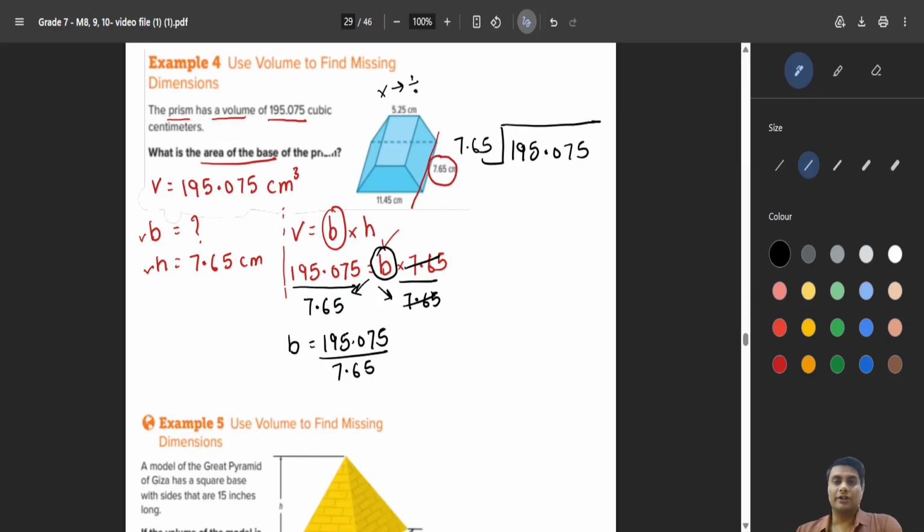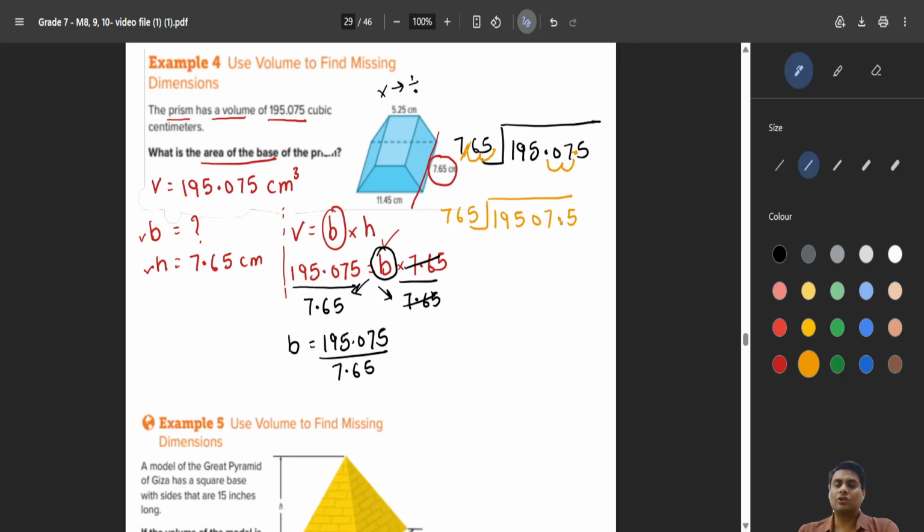Okay. Now, see, the decimal is creating some problem, right? I do not want the decimal here. So how will you remove it? Count how many numbers after the decimal? Two numbers, right? So in this number, move this decimal 2 steps towards the right. If you do this, this decimal will go. Now, what will I get? 765 here and 19,507.5 here.